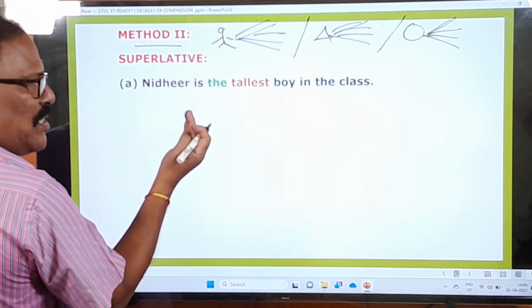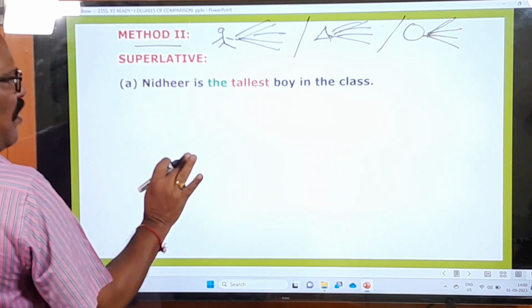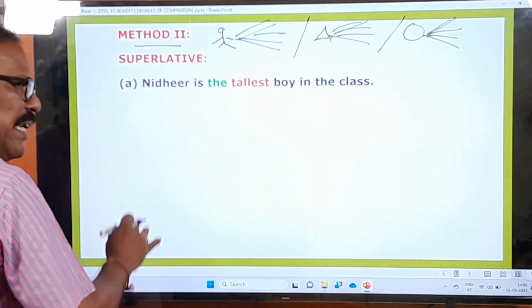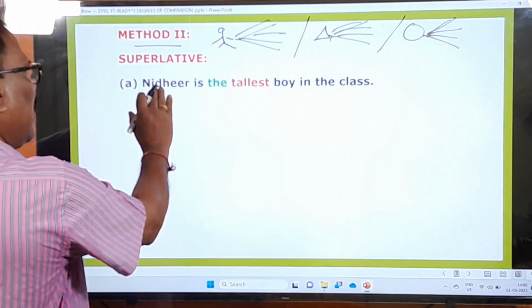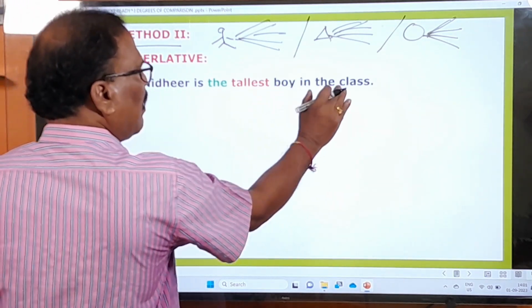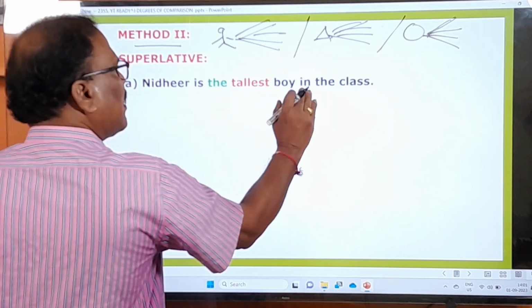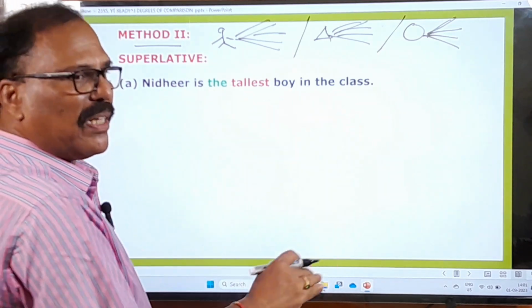There are 2 varieties, just varieties I am showing. Please follow them. Watch this slide again and again so that you can have a good command of this second method also. Nidhir is the tallest boy in the class. Okay, this is direct.